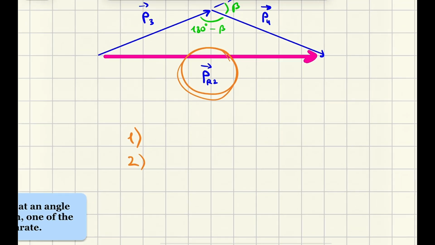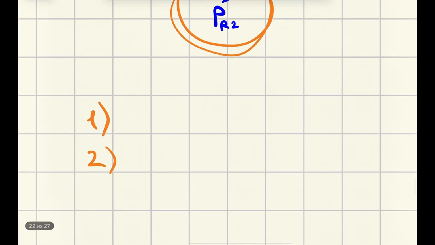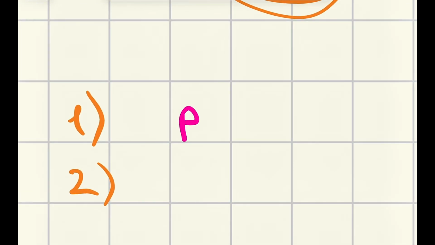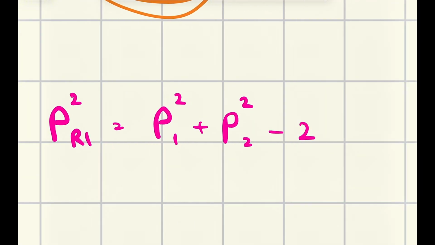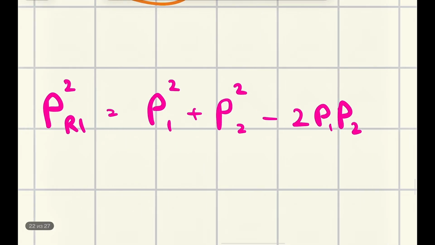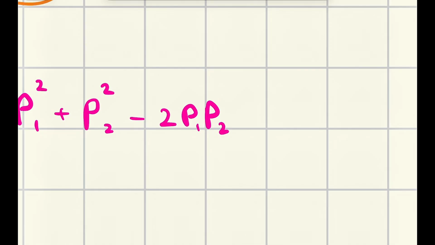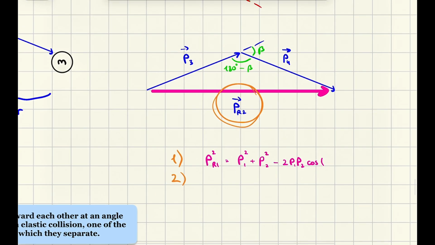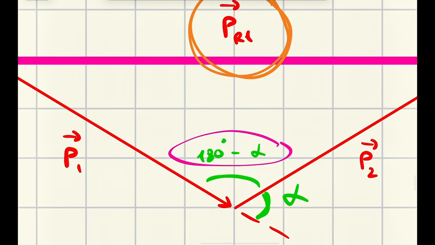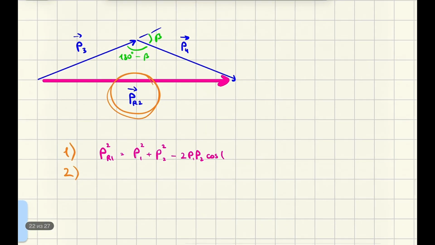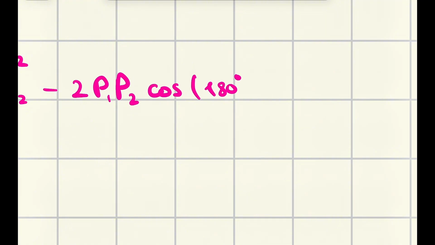So the momentum, let's write it as P. P resultant 1 squared equals P1 squared plus P2 squared, then minus 2 P1 P2. P means momentum, we can open this up as mass multiplied by velocity, but right now I don't want to, because then you would see why. This would be cosine, and our angle that we are working with right now is this one, 180 minus alpha, because our result has to be this one, right? So this would be 180 minus alpha.